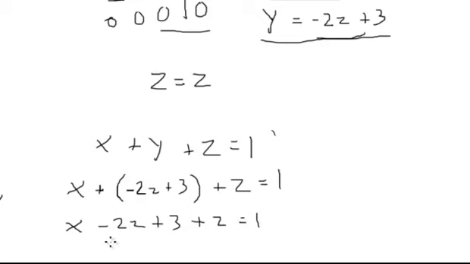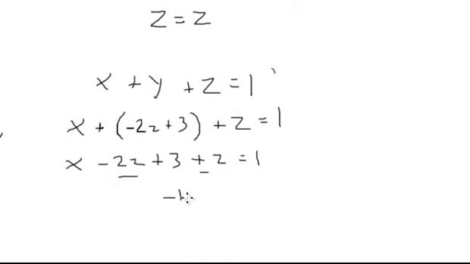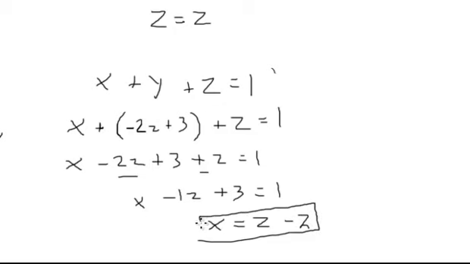So what's here? -2z plus 1z is -1z. So I've still got the plus 3. I've still got the x. So if I add 1z to both sides and take away 3, that's a z minus 2. That should be the answer.